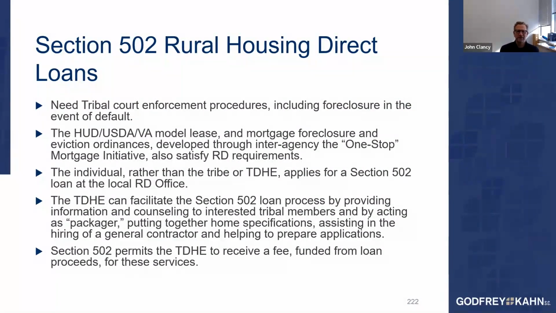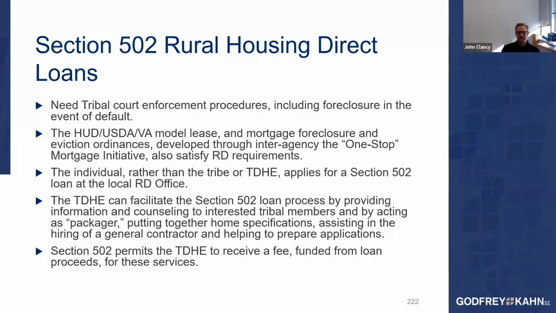So under this program, you need to have the same kind of tribal court enforcement procedures, including foreclosure in the event of default. Again, they want to make sure this is run like a more traditional or conventional mortgage, despite the fact that the property may be on trust lands, which basically cannot be taken. And they use the same kind of model lease, mortgage, foreclosure, and eviction ordinances. They have this one-stop mortgage initiative, which has various agencies that agree on what the documents can look like, so all that same documentation can meet the requirements for this loan.